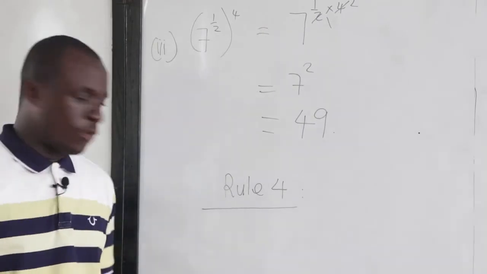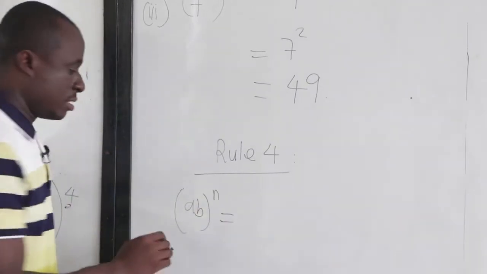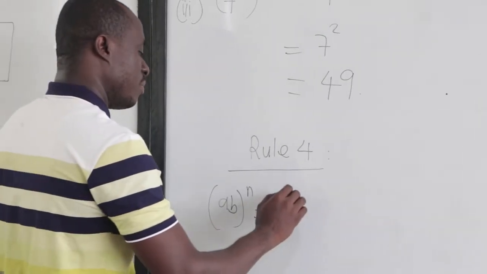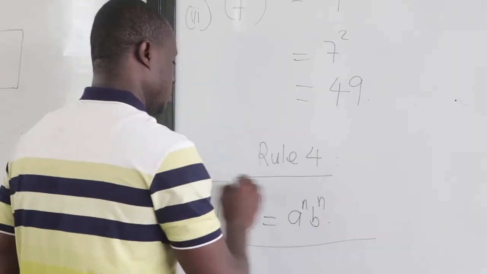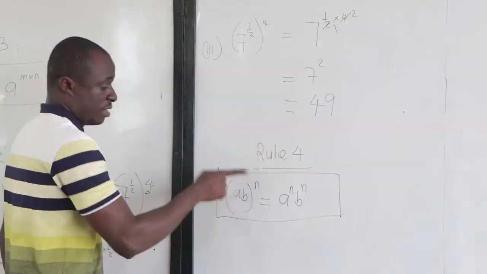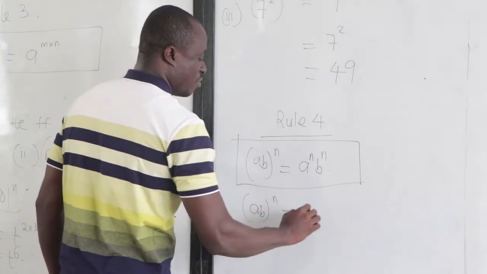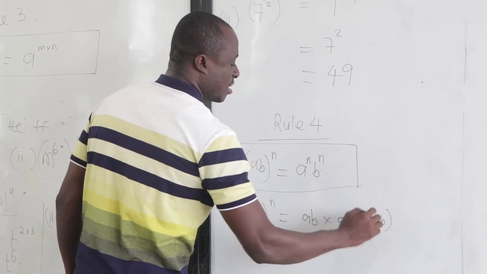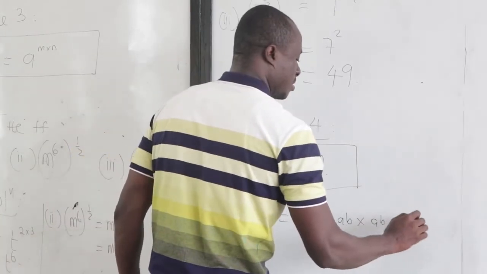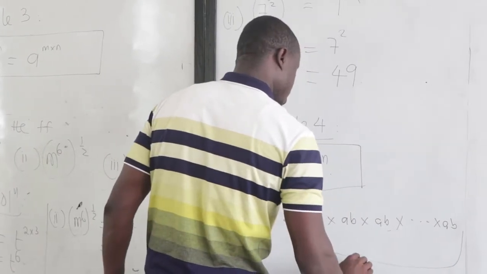Now let's see rule 4. If you have a b, all to the power n, this is equal to a to the power n, b to the power n. Now this means that the a b, all to the power n, this is being multiplied n times, that is n factors.